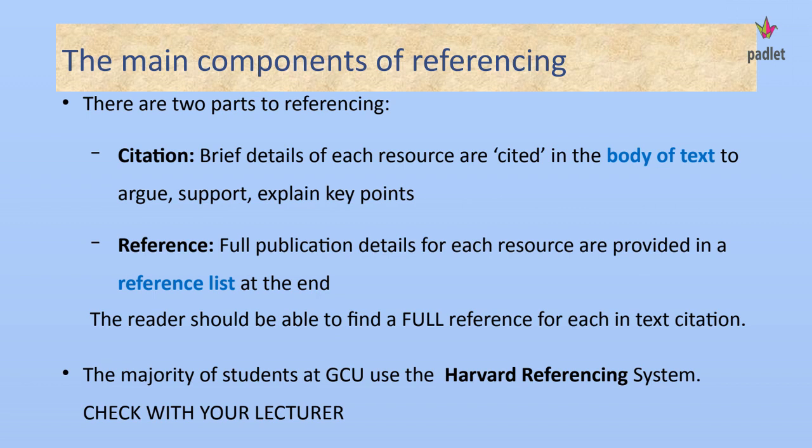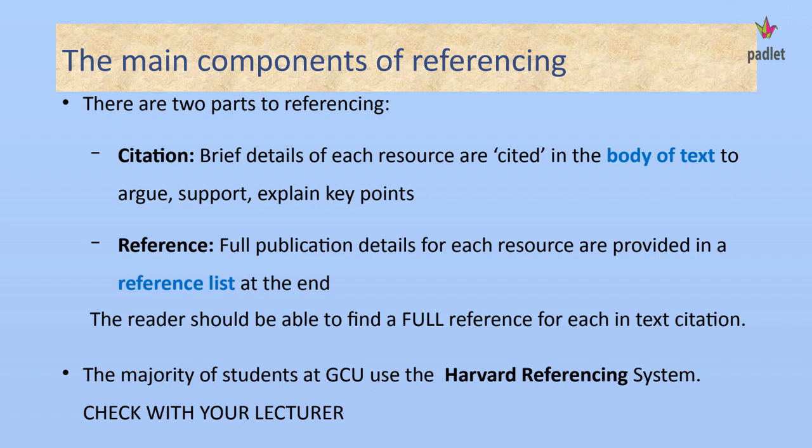So you'll know this. You reference to bring in the external sources, the secondary sources, which will be used by other experts in the field to support your piece of research or your research question. And they're the two main components of referencing. So the citation is cited within the body of the text, that argues, supports, explains key points. The reference list is the full publication details for each resource, and that's provided in a full reference list at the end. Within the text you have your citation, just the author's name or the publication name and the date of publication, and that's expanded on at the end under the reference list.